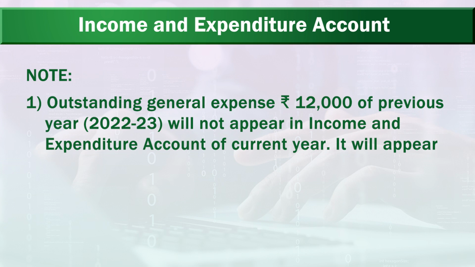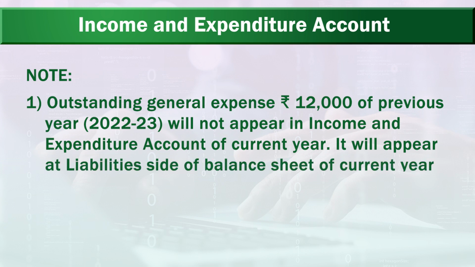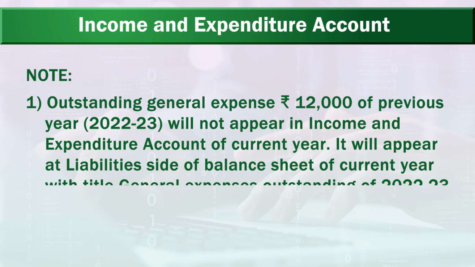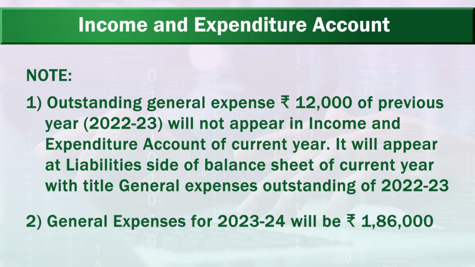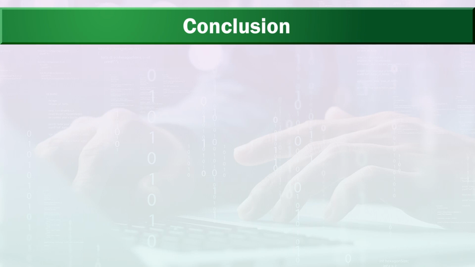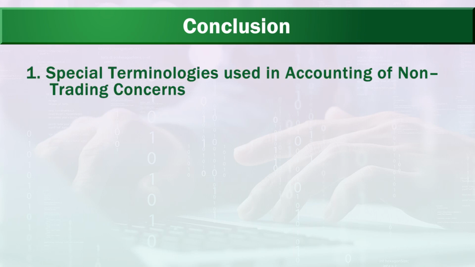The point to be noted here is that outstanding general expenses of rupees 12,000 of previous year, that is 2022-2023, will not appear in the income and expenditure account of current year. It will appear at liability side of balance sheet of current year with title General Expenses Outstanding of 22-23. The general expenses for 2023-2024 because of this is rupees 1,86,000.